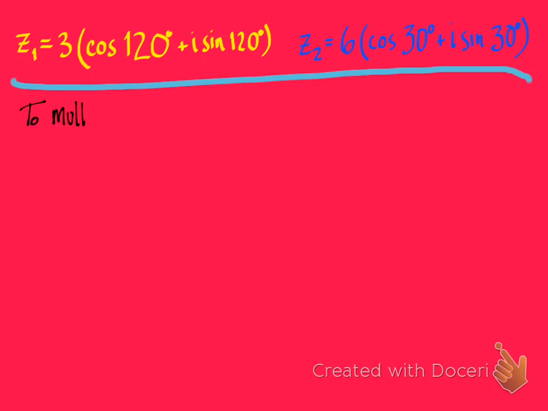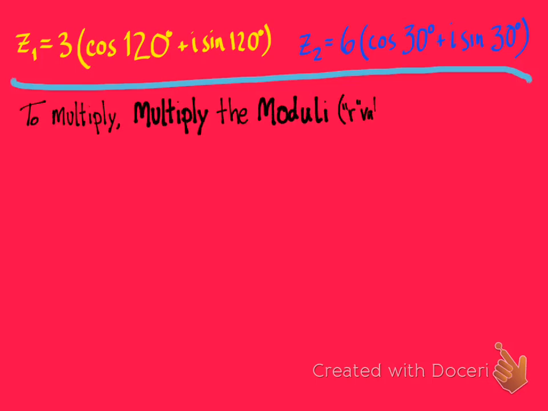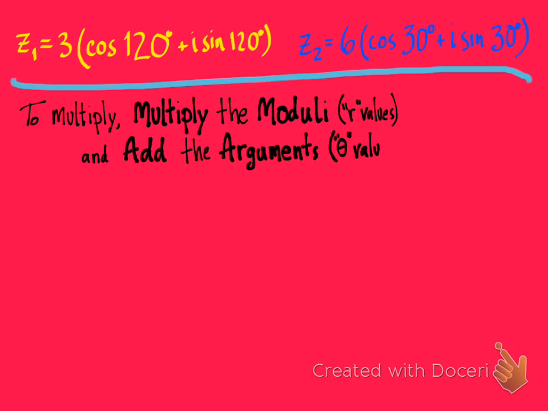The process to multiply two polar complex numbers is that you simply multiply the moduli together and add up the arguments. That's all you have to do. Moduli, of course, as you recall, is plural for modulus, so that's the r values. And arguments, well, that's a general term for any input value into a function, and in this case, we mean theta. So you multiply the r's and you add the thetas, and that's all you've got to do.